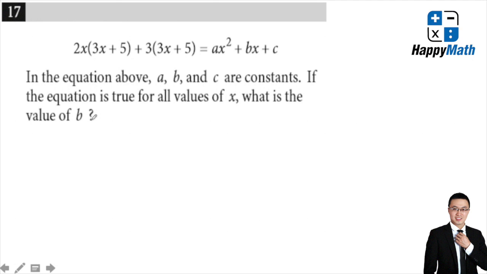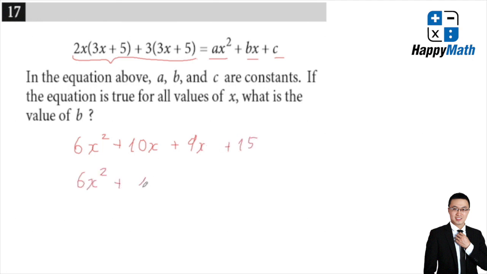The equation above, a, b, c are constants. If the equation is true for any value of x, what is the value of b? Okay, of course, the first step I will expand here and compare the coefficients with this one. Expand the left hand side, 6x squared, 10x, 9x, 18, 15, and simplify. So a squared here corresponds to 6a squared, bx will correspond to this one, so that's why I can choose b is 19.